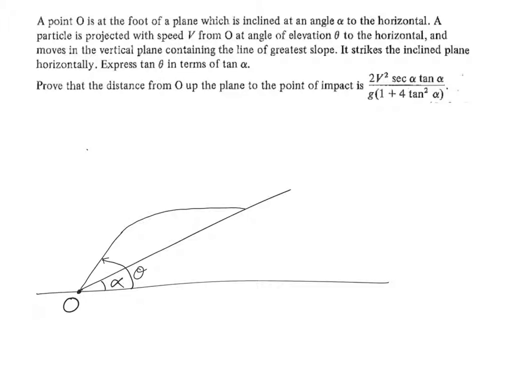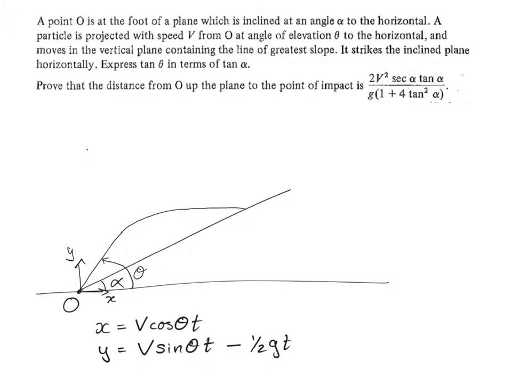So let's write down what we know. If this is x and y, we know that x equals v cos theta t, and there's no acceleration in the x direction, and y equals v sin theta t minus a half g t squared.